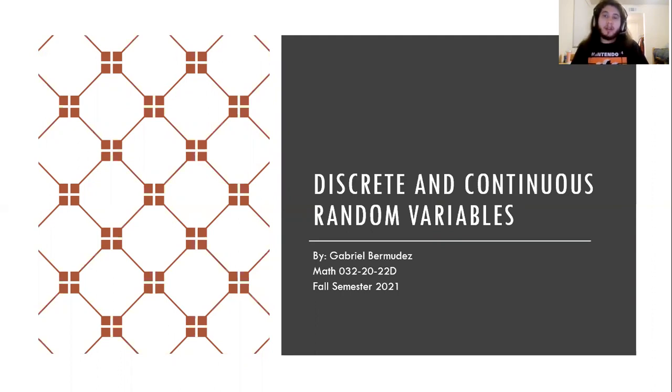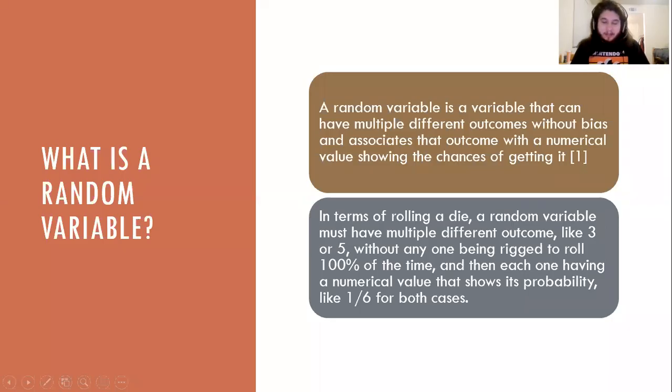First, let's start off with what a random variable is. A random variable is a variable that can have multiple different outcomes without bias and associates that outcome with a numerical value showing the chances of getting it. Also, the brackets are just there for a reference page at the end so you can get an idea of where the info came from. Now, that's a pretty formal definition.